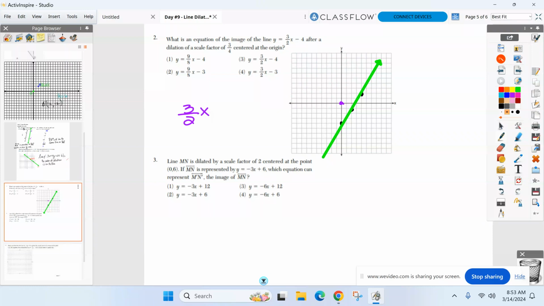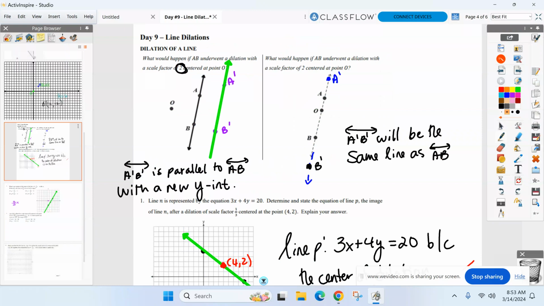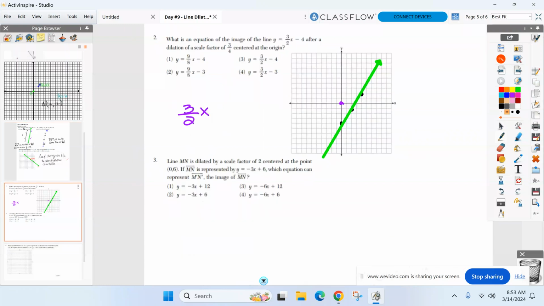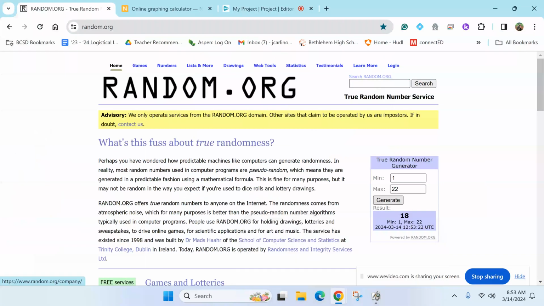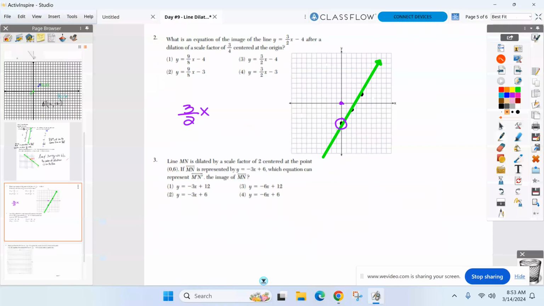It's going to remain parallel, so the slope's going to stay the same. The only thing that changes is what? It's going to have a new y-intercept. So let's talk about how to find the new y-intercept, because you guys know how to find it. Well, what was the old y-intercept here? What was the old y-intercept, Lily? The line we're dilating, what was it? It was what? 0, -4, right?